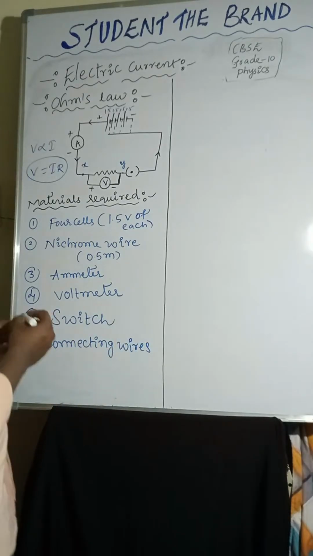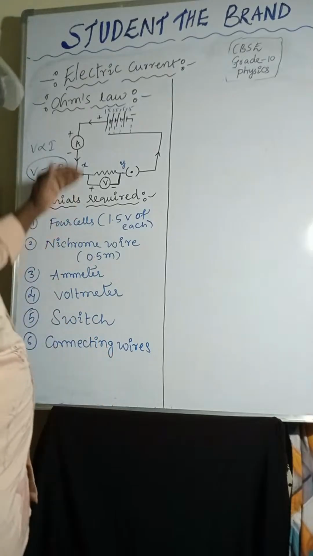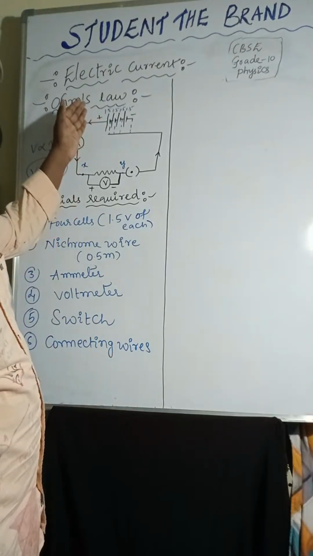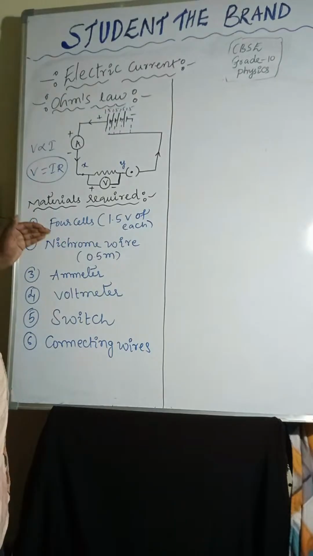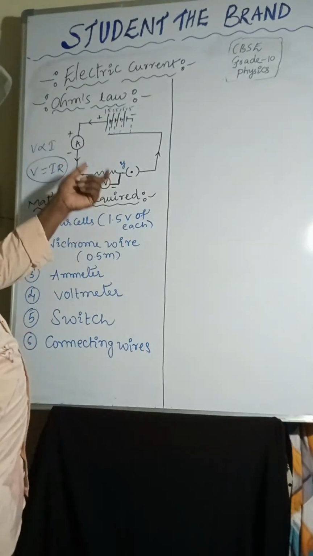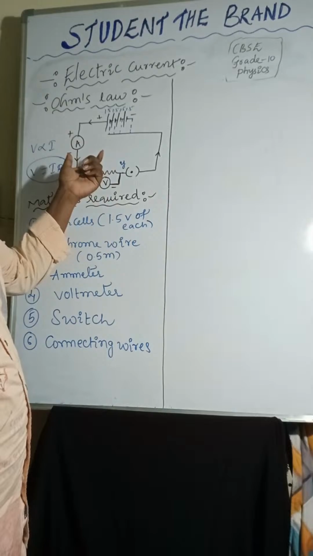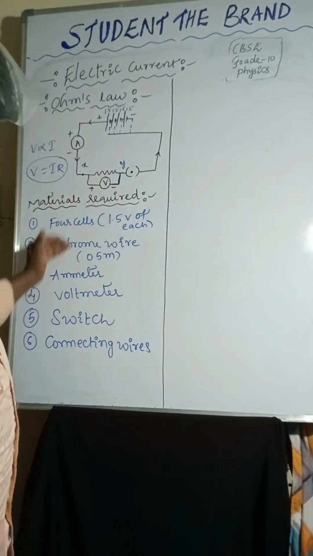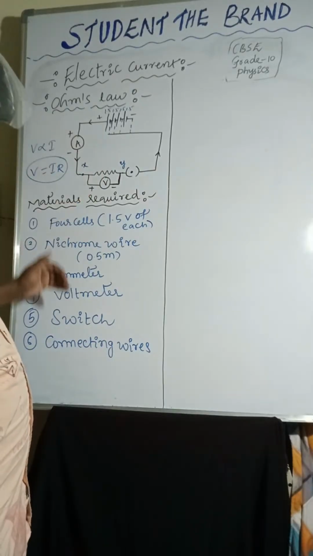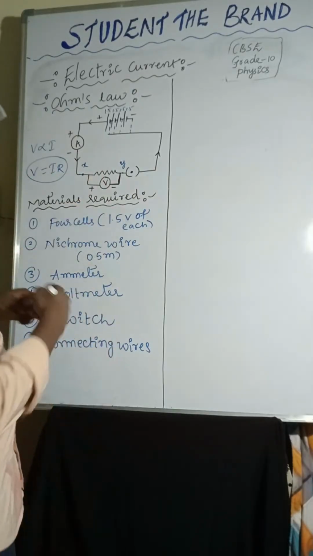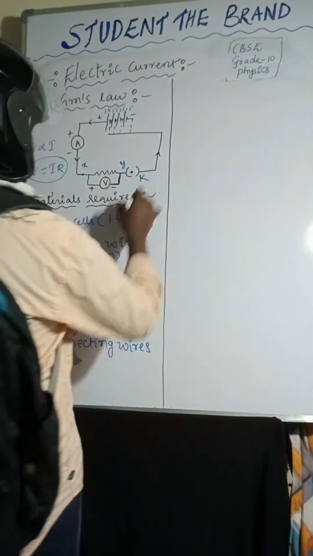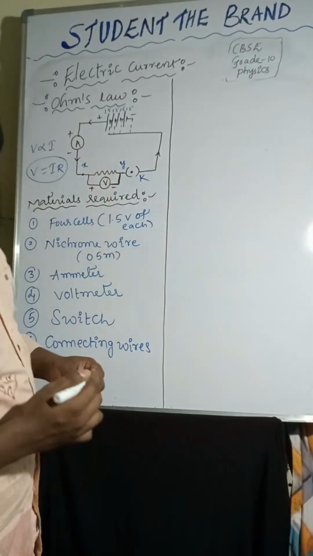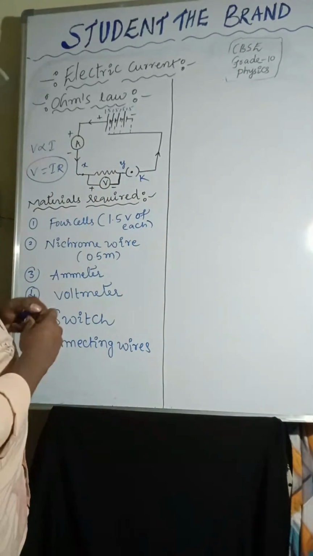Once again, 4 cells of 1.5 volts each. Nichrome wire is an alloy of nickel, chromium, manganese and iron metals, 0.5 meter length. Ammeter, voltmeter, switch, which we can also call a key, and connecting wires.